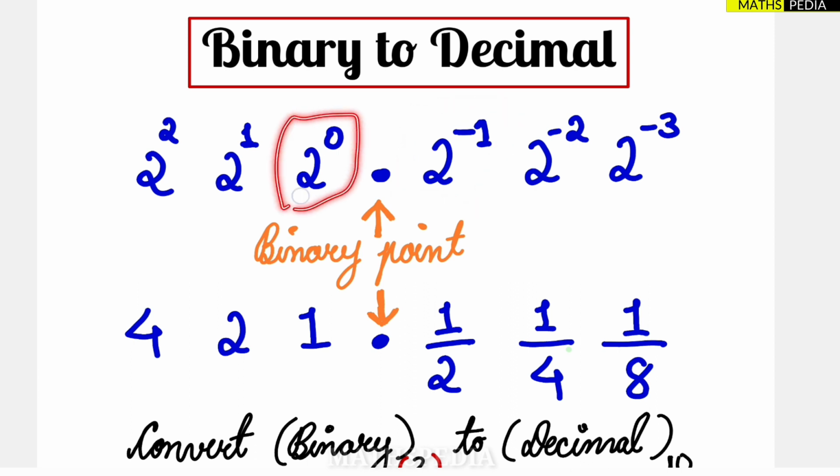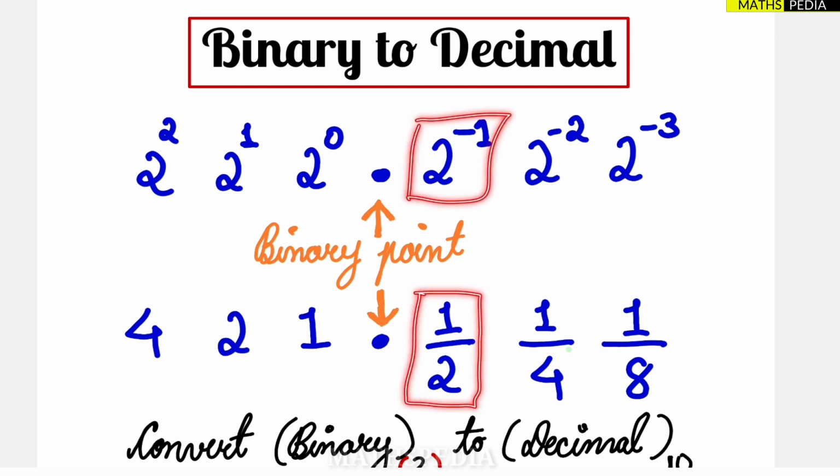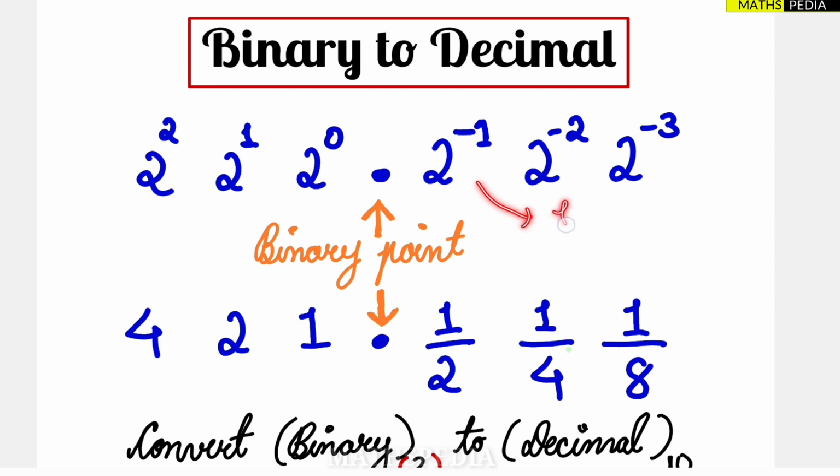2 power 0 value is 1. 2 power 1 value is 2, and 2 power 2 value is 4, and it goes on. What about 2 power minus 1? 2 power minus 1 is 1 by 2 power 1, which is 1 by 2. 2 power minus 2 is 1 by 2 power 2, which can be written as 1 by 4. Like that, 2 power minus 3 is 1 by 2 power 3, which is 1 by 8.